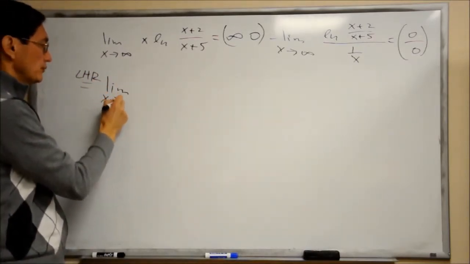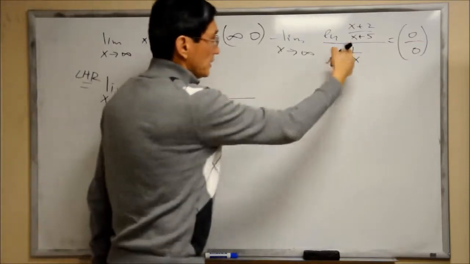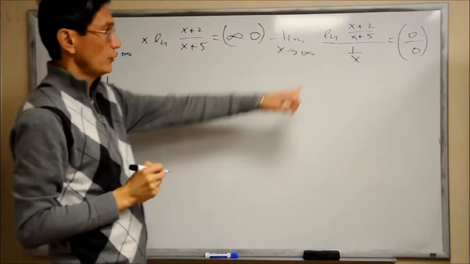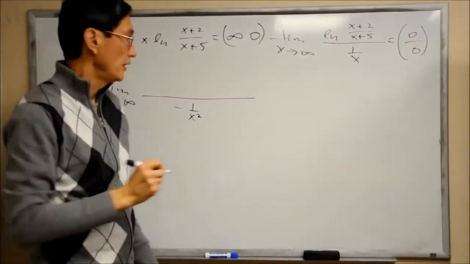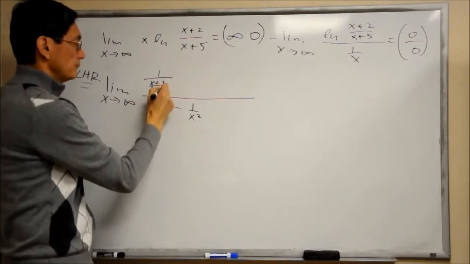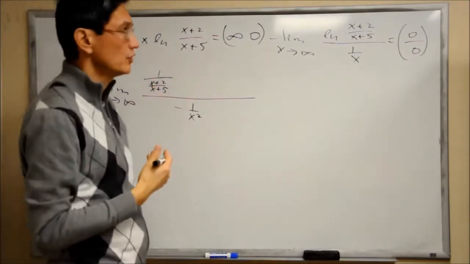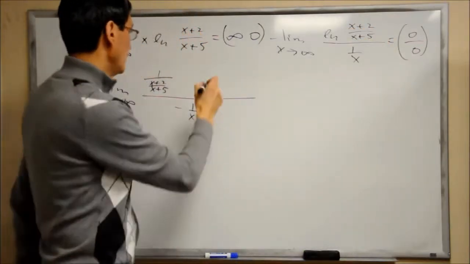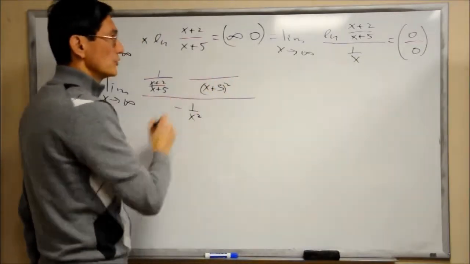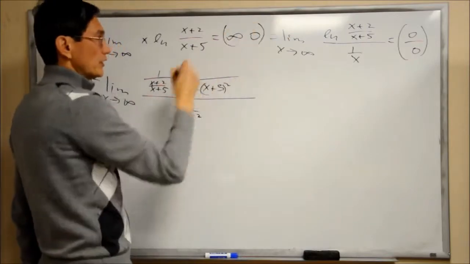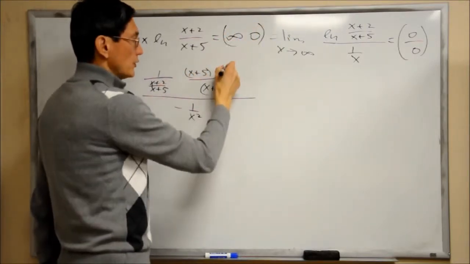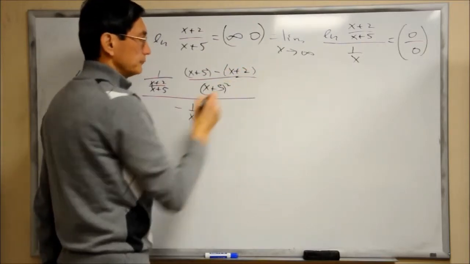So limit as x approaching infinity. The derivative of 1 over x is not that difficult, negative 1 over x squared. The derivative of ln is 1 over (x plus 2) over (x plus 5). And don't forget we're applying the chain rule, so we have to take the derivative inside. And for the derivative of the inside function, quotient rule, the derivative of the numerator is 1, the derivative of the denominator is 1, so we get that expression.